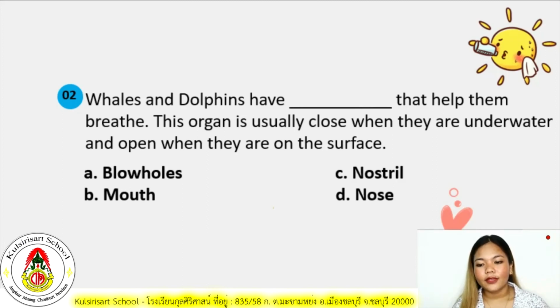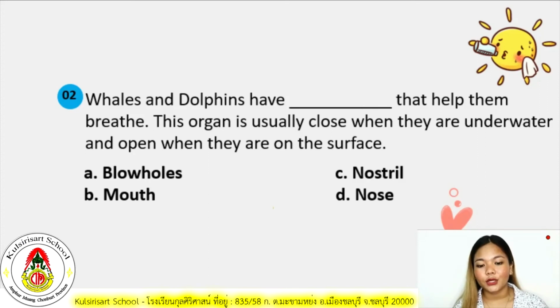Whales and dolphins have blank that help them breathe. This organ is usually closed when they are underwater and open when they are on the surface. Is it letter A, blowholes, letter B, mouth, letter C, nostril, or letter D, nose?